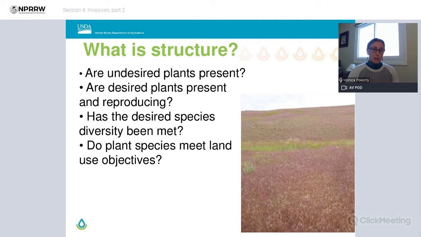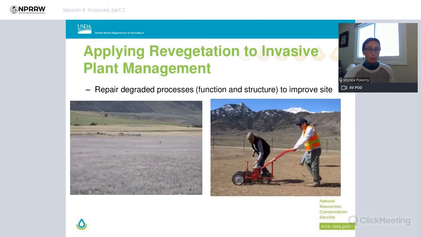What I mean by structure then is, do we have undesired plants present? And what is the composition of those plants on the site? Also, we want to focus on what desired plants we have present, and are they able to reproduce on the site? You might be interested in having diversity. So has the diversity been met? Again, what is the composition of the area? And finally, making sure that what we have on site meets our land use objectives.